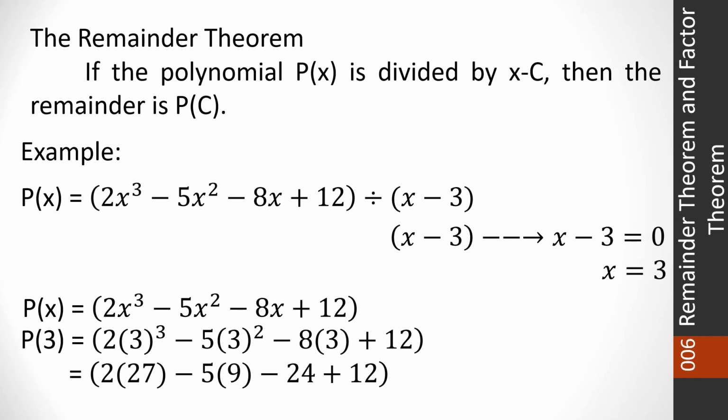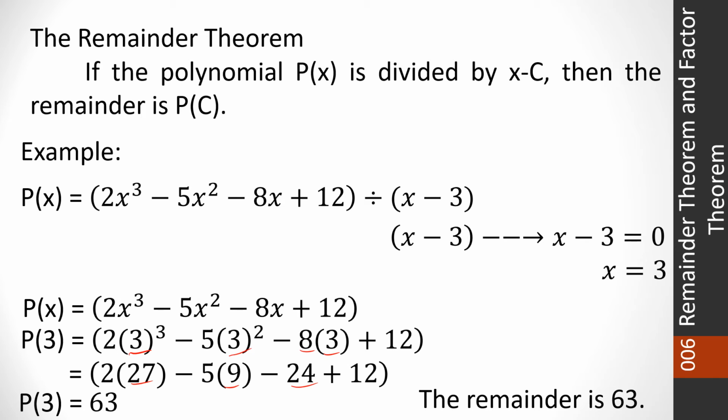Okay? So, simplify lang natin yan. So, ang 3 cube natin, that is 27. 3 times 3 times 3 is 27. 3 square natin, that is 9. Then, 3 times 8, that is 24. Okay? Then, simply proceed with the operation. And once we proceed with the operation, we have p of 3 is equal to 63. Meaning, the remainder for the quotient of 2x cubed minus 5x squared minus 8x plus 12 divided by x minus 3 is 63. Okay, so 63 yung remainder niya.